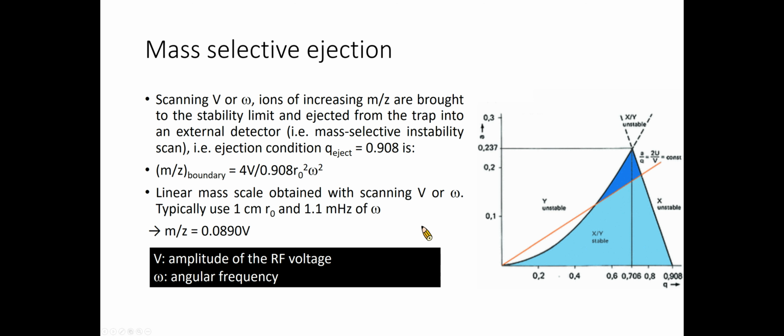Ions of other mass to charge ratios will not be affected by the voltage pulse, as their resonant ejection frequency is different. Mass selective ejection is commonly used to obtain high-resolution mass spectra of ions in an ion trap, as it allows for the selective detection of ions of interest while rejecting others.